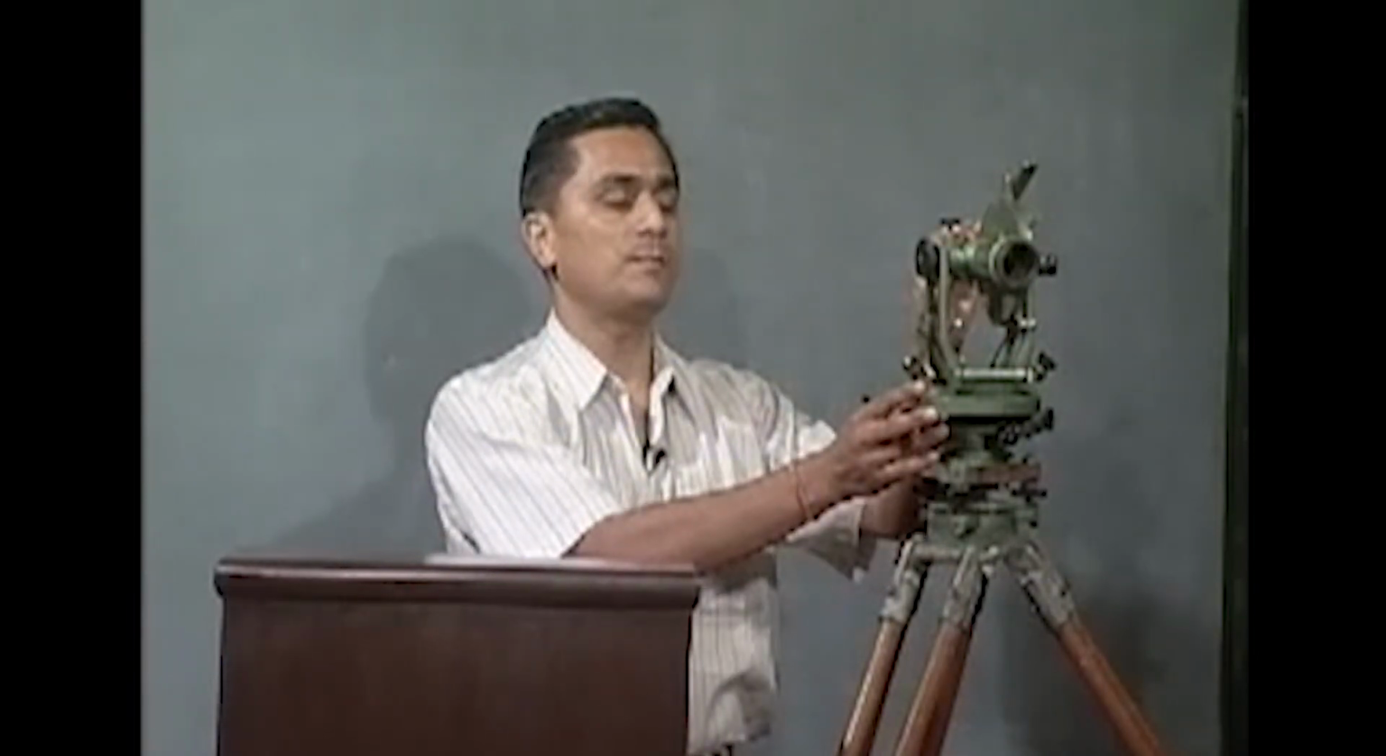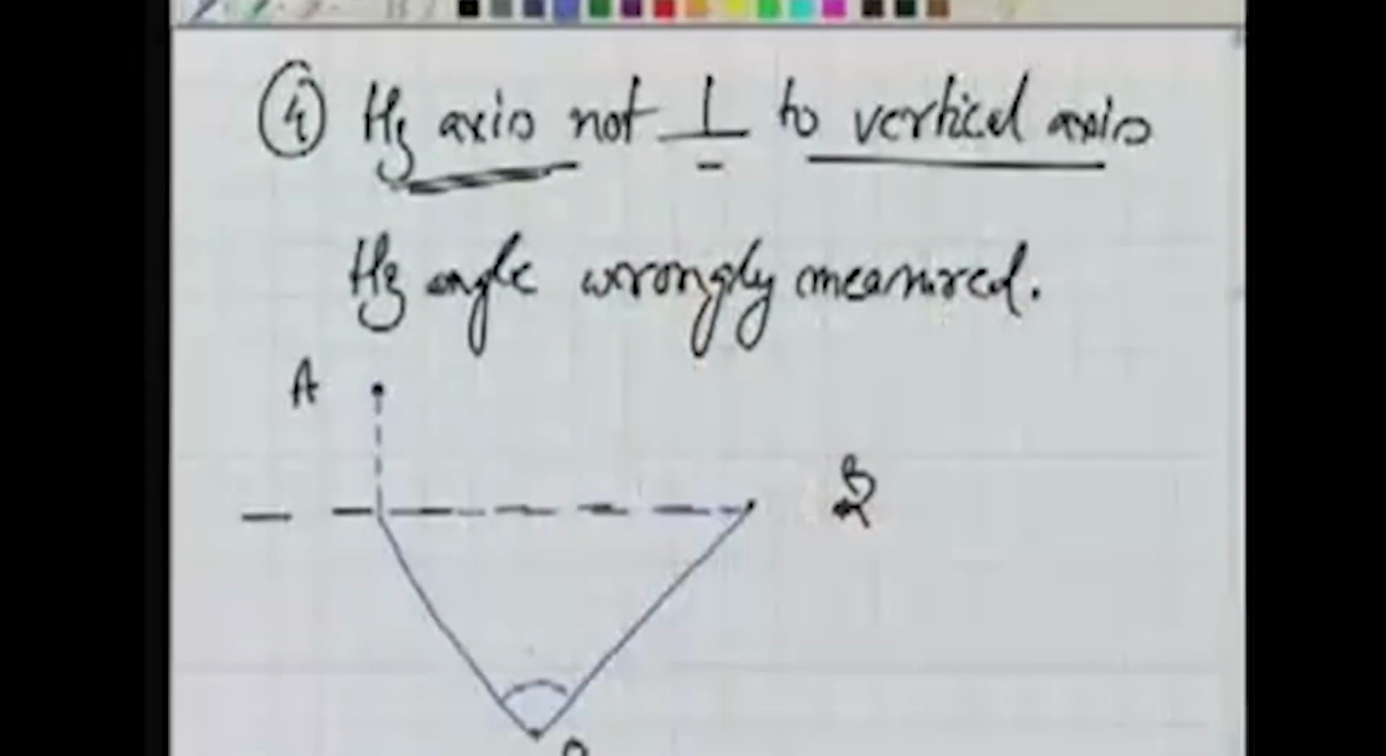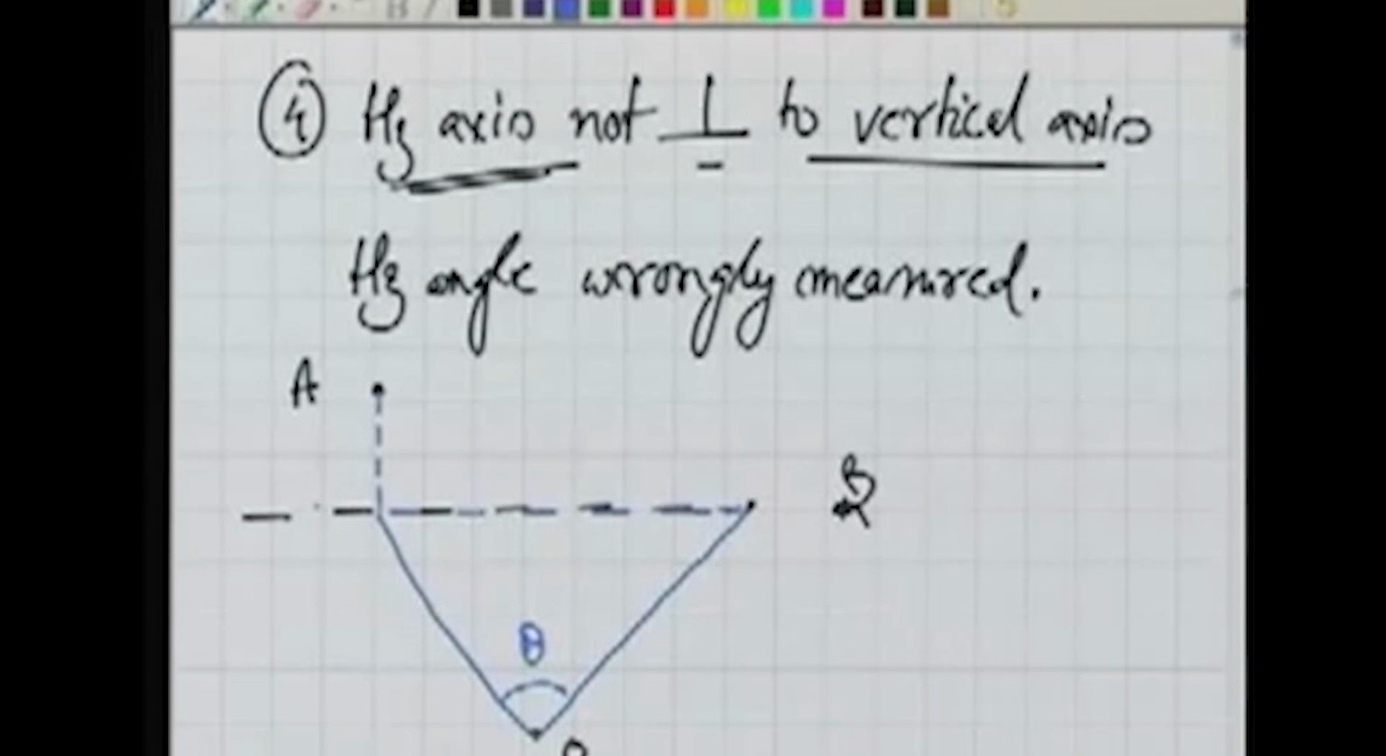The reading is 0, 0, 0. I bring it down, then I rotate it in horizontal. So after bringing it down, the rotation in horizontal is the angle between A and B. So this angle theta can be observed in the theodolite. Now this case which I have shown here is the case when there is no error.